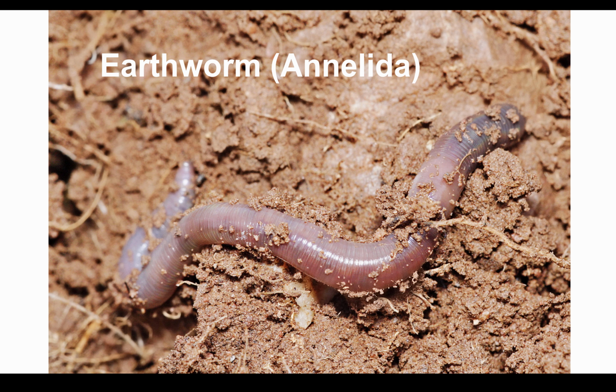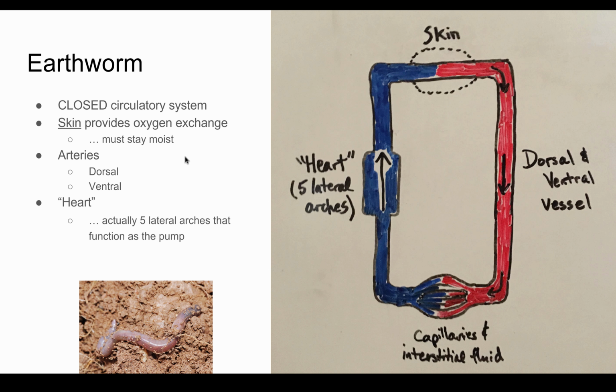Now, an earthworm, the Annelida, has a different system. It is a closed circulatory system like ours, but it's a proto-heart. It's actually 5 lateral arches, sometimes called aortic arches, but really they're not aorta or heart. They're 5 lateral arches that are a pump. The oxygen exchange organ is the skin. The skin has to stay moist.